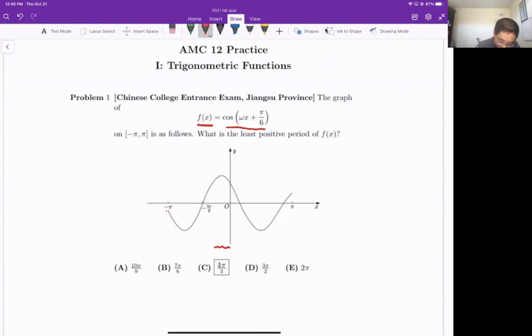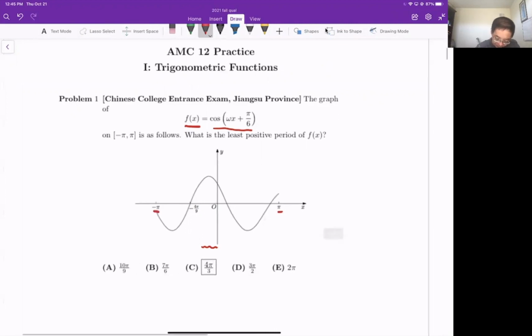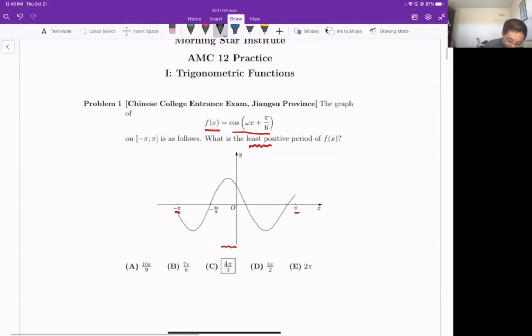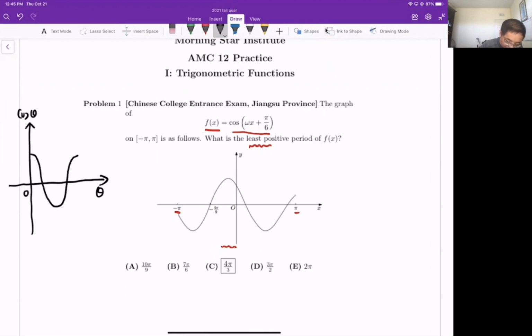It's defined from negative π to π, and the question is, based on the information given in the graph, what is the least positive period of f(x)? Okay, so first of all, let's recall the graph of the cosine function. If we have a regular cosine theta, the period is 2π. So it starts from 0 and goes to 2π, right?